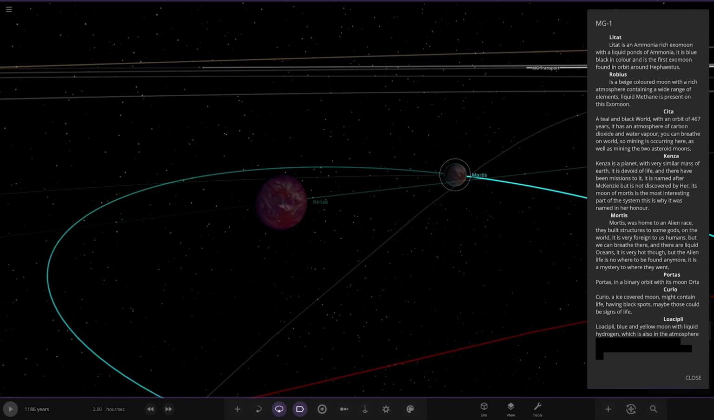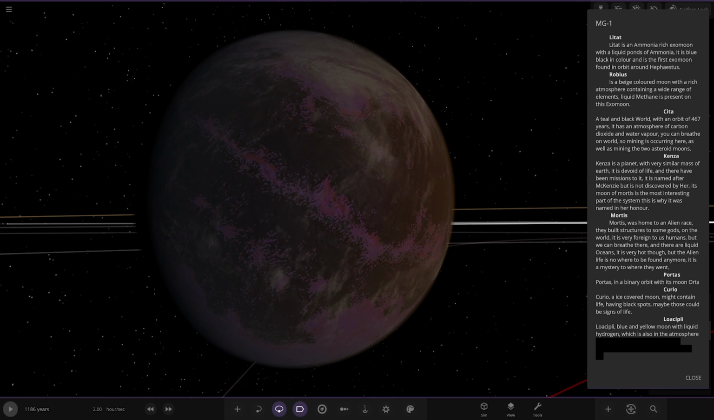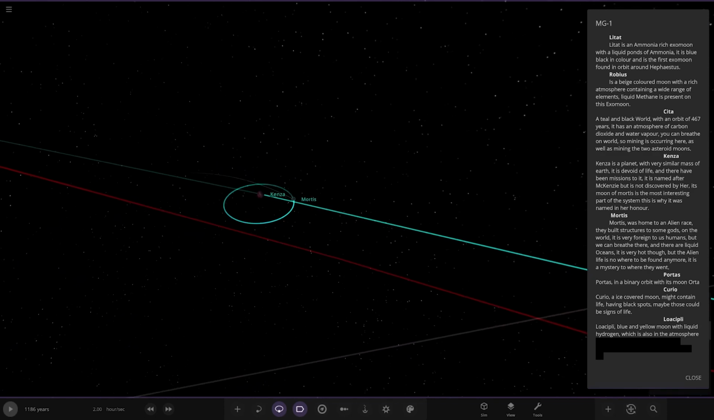Okay, there's Mortis. Home to an alien race, but they built structures some gods. On the world, it is foreign to us humans, but we can breathe here. There are liquid oceans. It is very hot, though, but the alien life is nowhere to be found anymore. Is it a mystery to where they went? Hey, okay.